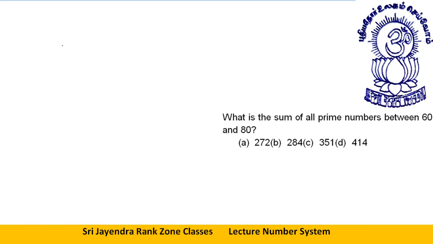Sum of all the prime numbers between 60 and 80. Students, believe me, we will be doing very good questions on prime numbers also. These are easy. I'll do very good questions also. Okay, 60 and 80. Let's start. Numbers are 61. 63 is not prime number. 67 is prime. 69 is not prime number. 71 is prime. 73 is prime. 79 is prime.